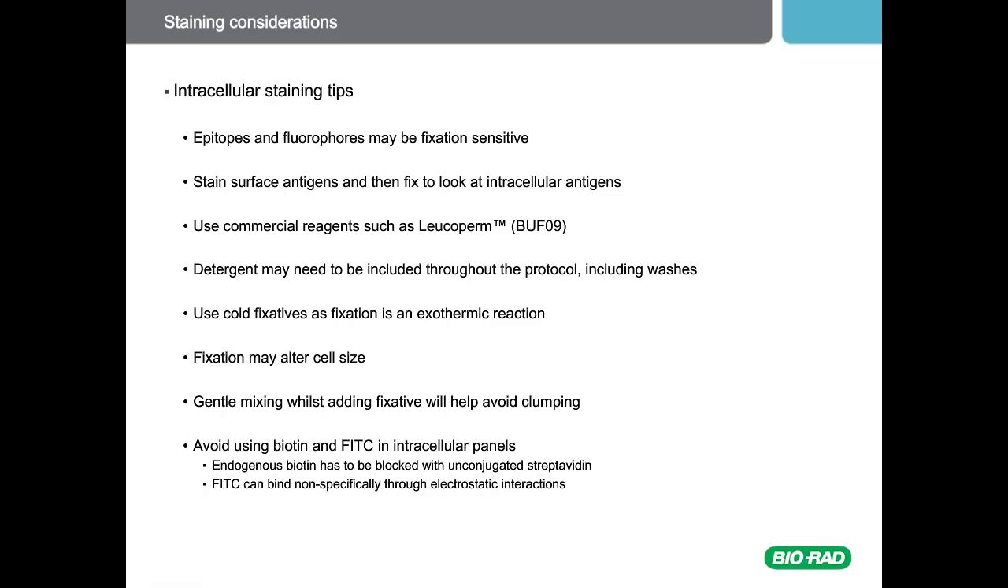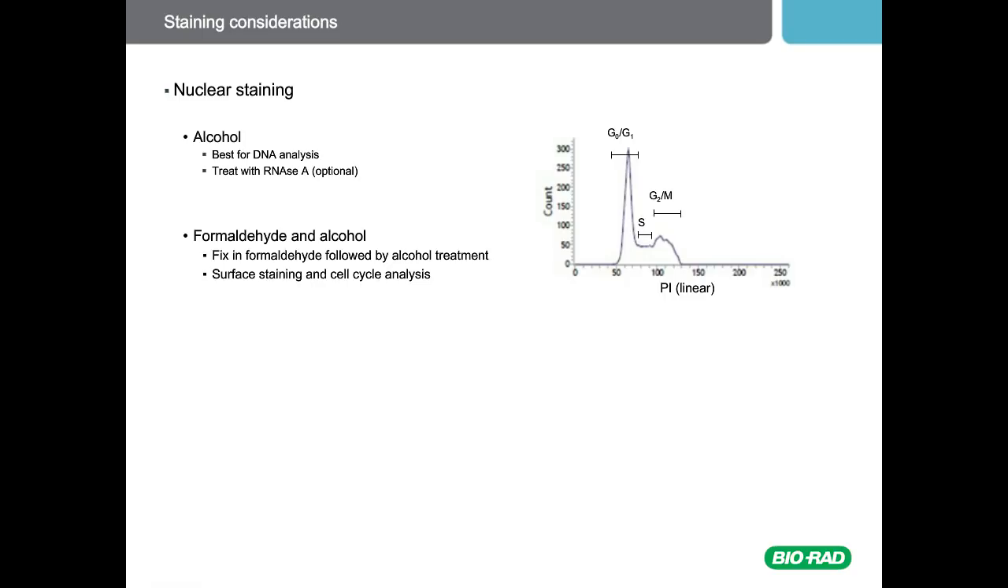Nuclear staining also has specific staining protocols. When staining DNA, fixation in alcohol is generally the preferred method, as it results in better profiles. After fixation for at least 30 minutes on ice, the cells can be washed and resuspended in PBS. The DNA can then be stained using common DNA dyes such as propidium iodide. However, as propidium iodide also stains RNA, an incubation step with 100 micrograms per mL of RNase A for 30 minutes at room temperature is required before staining to remove the RNA.